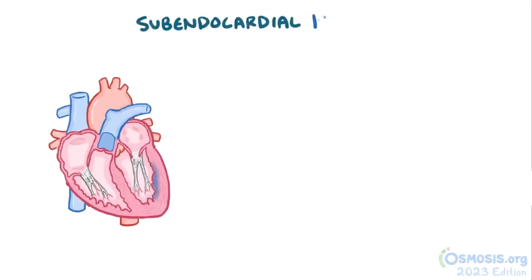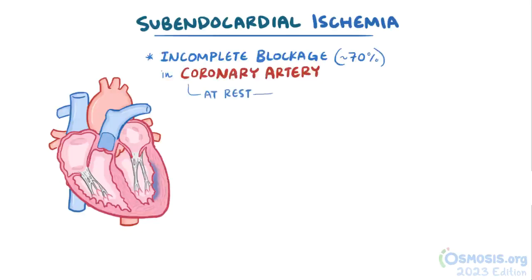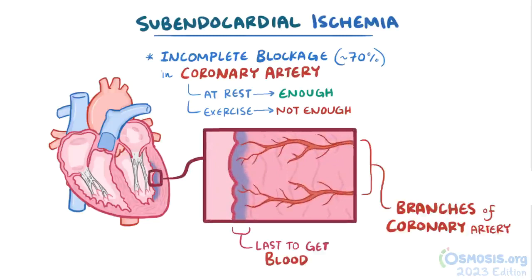Alright, so let's start with subendocardial ischemia, which might happen when there's an incomplete blockage, let's say about 70%, in the coronary artery. In that situation, at rest, there's usually enough blood flowing to meet the demand of the myocardium. But during exercise, there's not enough to meet the myocardium's increased demand. In that situation, the subendocardial tissue gets ischemic, because it's the last bit of tissue to get blood from the tiny branches of the coronary arteries as they make their way through the ventricular wall from outside to inside.